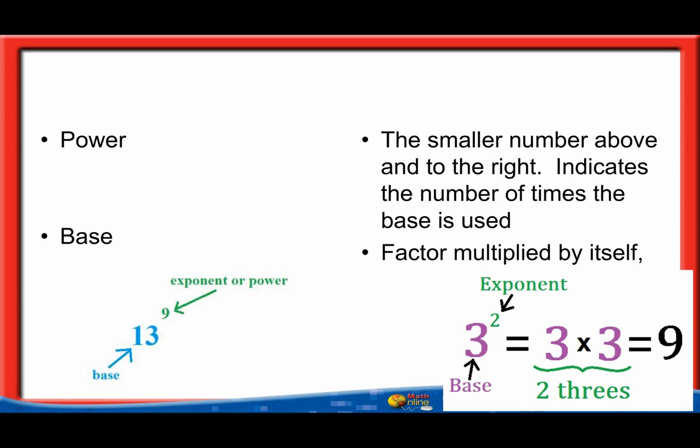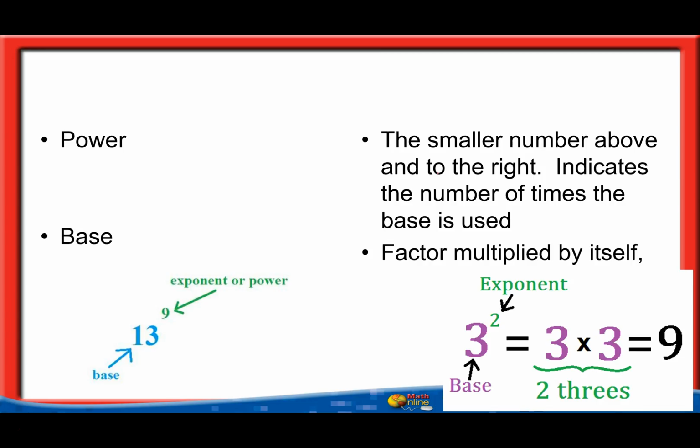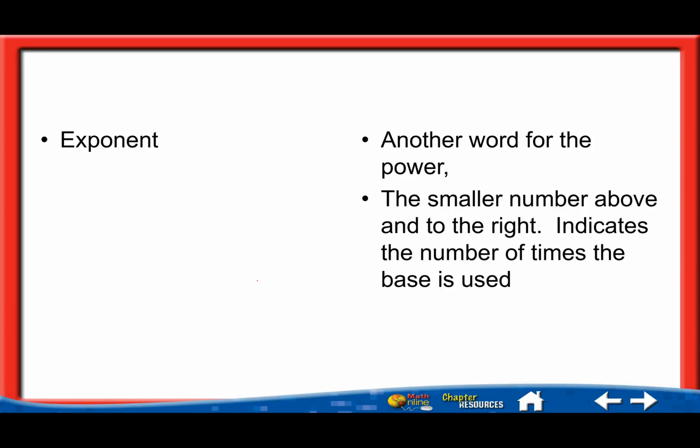Oh, you'll probably want that one. The factor multiplied by itself is the base. An exponent is another word for power. It means the exact same thing. Notice on this slide here, this says exponent or power. So it's just another word for power. So it's the exact same thing here. So I would probably put power in my homework.